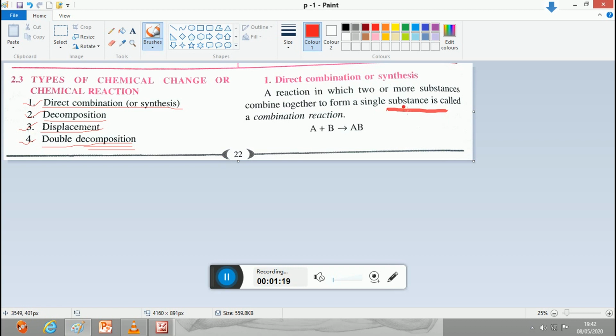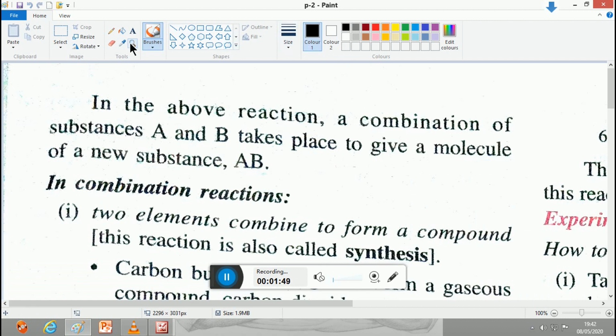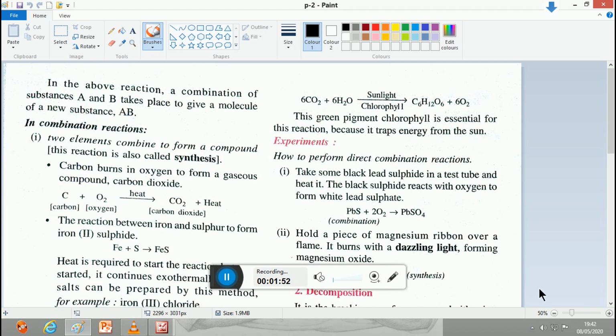In this case, a single substance is formed and two or more substances combine. This is the combination reaction. So in this direct combination or synthesis reaction, a single substance is formed by combination of two or more substances. In the next case, we'll learn about some examples of combination reaction or synthesis reaction.